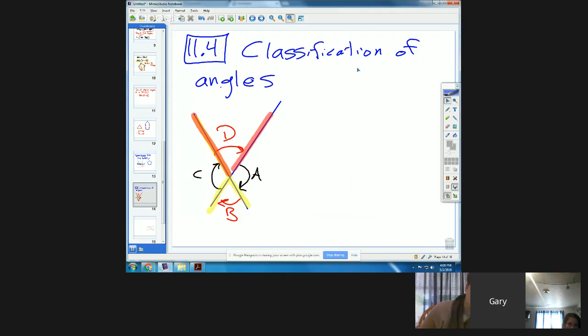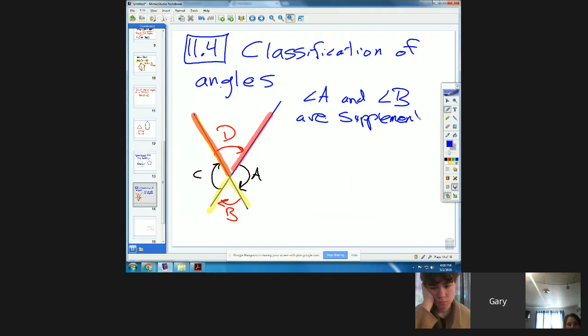Okay. So one thing I can note about the lines I have here is angle A and angle B are supplementary. Supplementary means they add up to 180 degrees. So if I take the measure of angle A and add that to the measure of angle B, oops, I get 180.